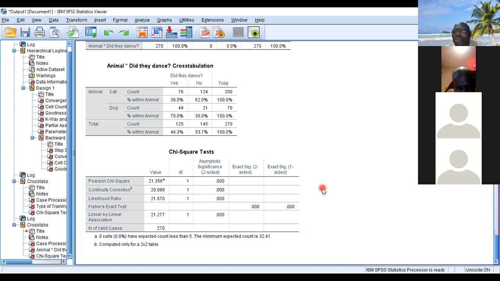Now, likelihood ratio, if you look at the value, is just slightly higher than this. It is the formula used to calculate that differs. The Pearson is the commonest, but they are actually saying the same thing. So if you look at linear by linear association, that one is done just because the computer is garbage in, garbage out. You have to program everything there. That one is not useful in this setting.